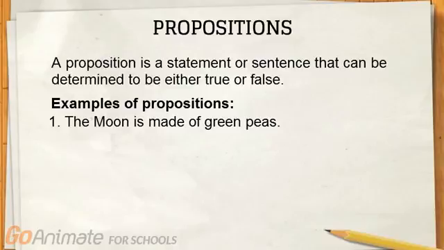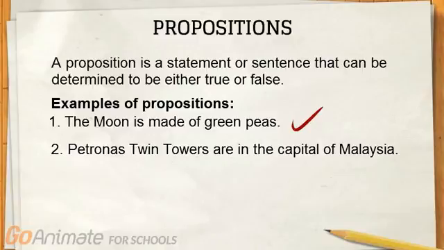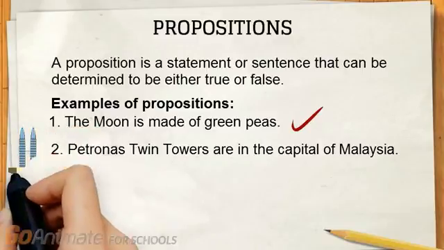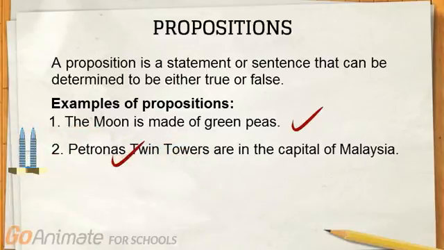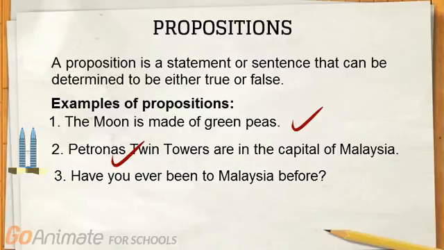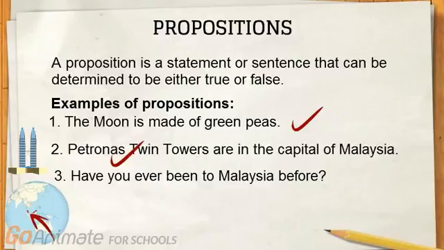Now, let's try with another example. Petronas Twin Towers are in the capital of Malaysia. The statement is true. Petronas Twin Tower is located in Kuala Lumpur, Malaysia. Therefore, this statement is a proposition. How about with this last example? Have you ever been to Malaysia before? It is not a proposition. You can't determine whether the sentence is either true or false, because it is a question.